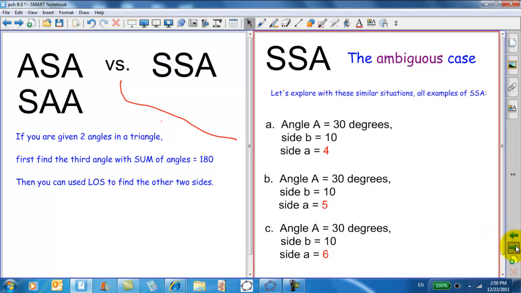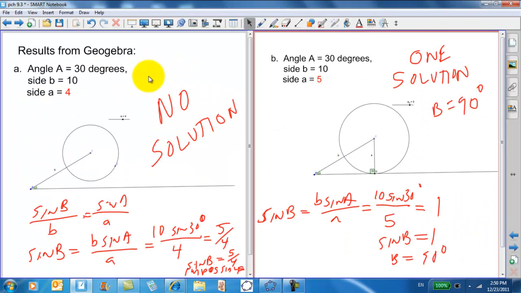So to review what we did here from GeoGebra, in that first case we had no solution. How could you do this without a picture? Well, if you set up the law of sines, the sine of B is to B as the sine of A is to A, and substitute in there: sine B equals B sine A over A, 10 sine 30 over 4. Sine of 30 is exactly a half, so you get 5/4. Sine of B equals 5/4, that's impossible. Sine can't be bigger than 1. So that's why we get no solution there.